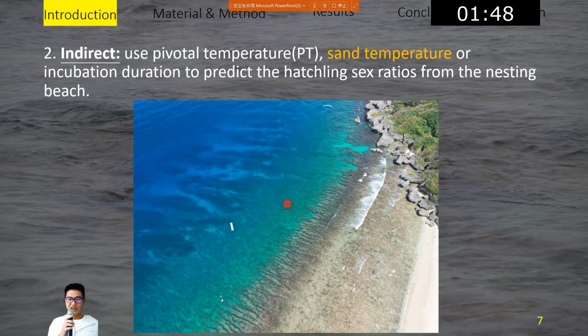And the other way is the indirect way. We measure the sand temperature, and we can estimate how many of them will be male and female. For example, if the sand is 30 degrees Celsius, then maybe 80% of them are female.